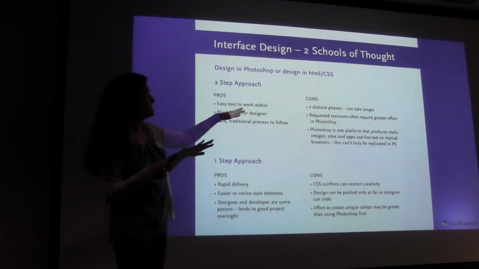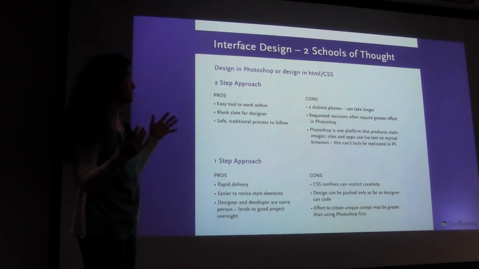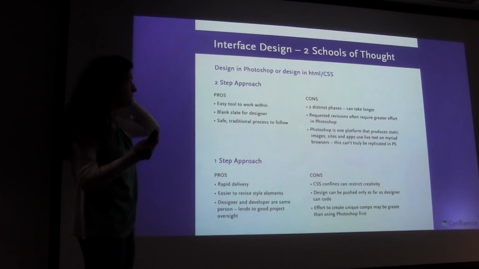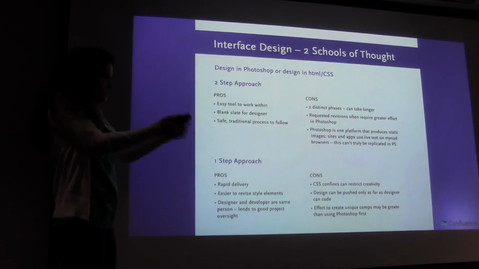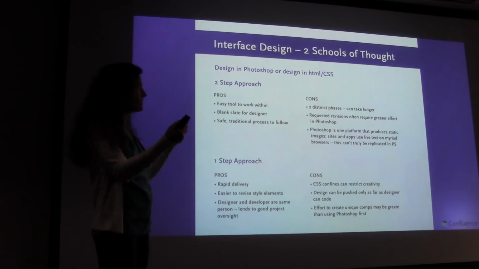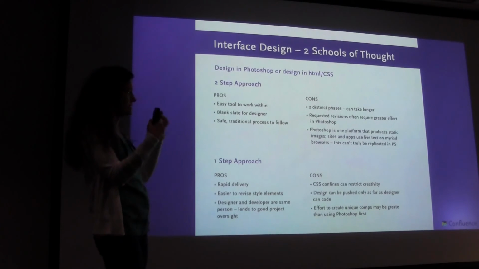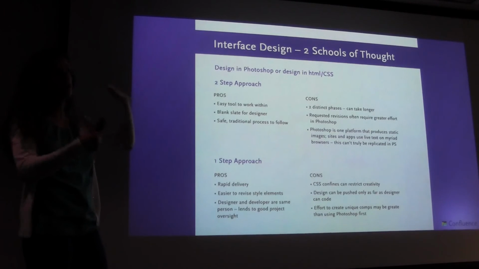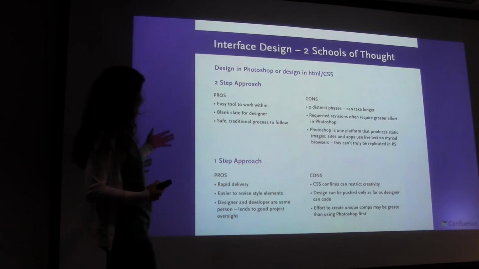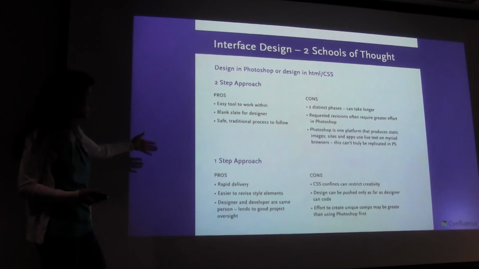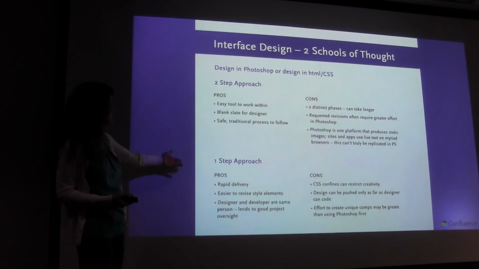Okay. Requested revisions will often take more time in Photoshop. And Photoshop is a platform that produces these static images. So they're JPEGs at the end of the day. There's nothing real about them. They're not live text. We can't really mimic what rollovers look like, what drop-downs are going to do, that kind of engagement. The one-step approach, the pros are rapid delivery, really, truly rapid delivery.